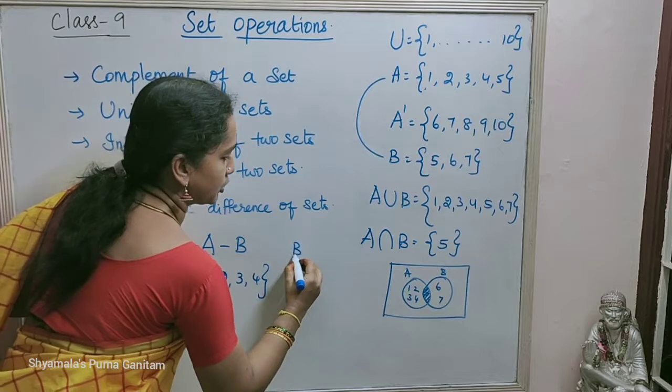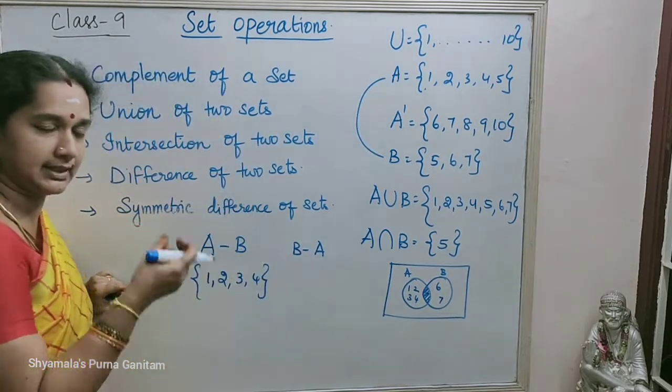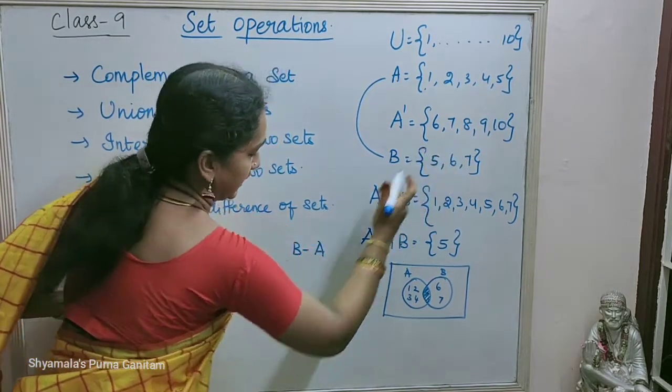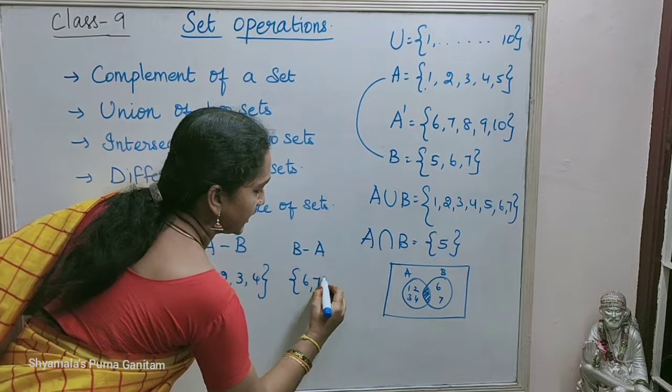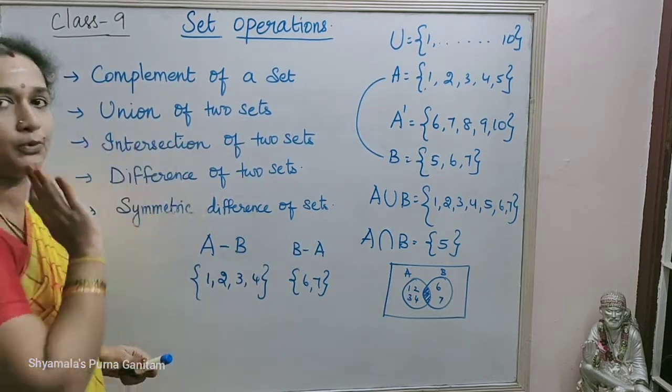Same way, if you are asked to find B minus A, what is the first set? B is the first set. What is the common element? 5 is the common element. So we will remove that 5. The balance, 6 and 7, is B minus A. Okay, so this is difference of two sets.